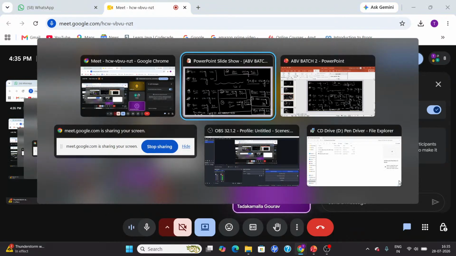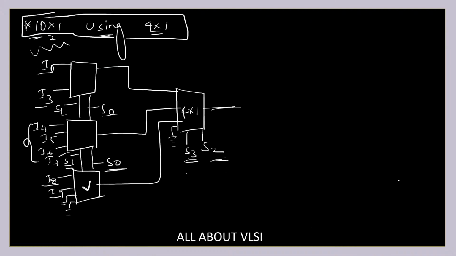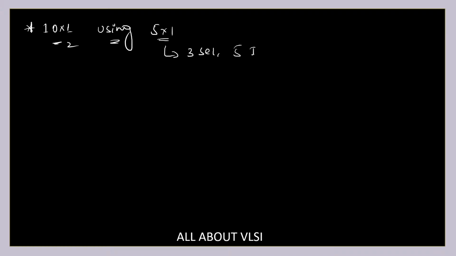Okay, so let us start with this session then. In this particular session, let us try to develop a 10 cross 1 mux using 5 cross 1 mux. Okay. So if I want to design a 10 cross 1 using 5 cross 1, right? Now, first of all, a 5 cross 1 is going to have 3 select lines and it is going to have 5 inputs. That we should be careful over. And I'm going to have a particular 5 cross 1 mux with 3 select lines and inputs from I0 to I4. That is 5 inputs, right?